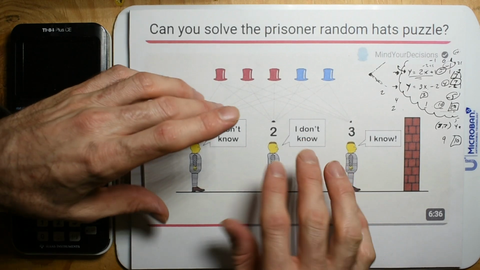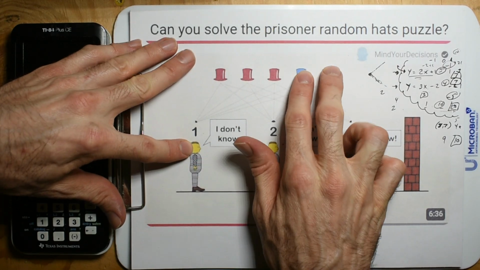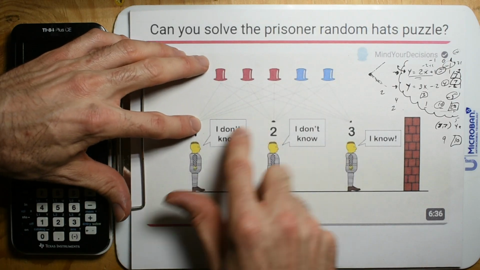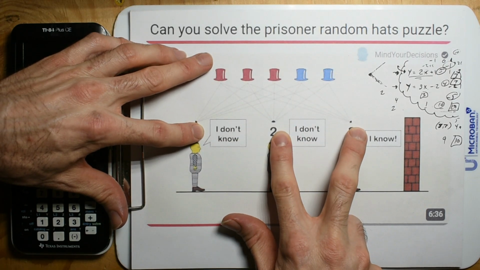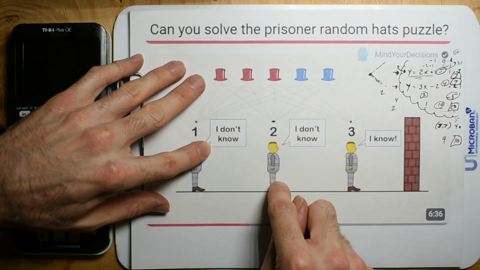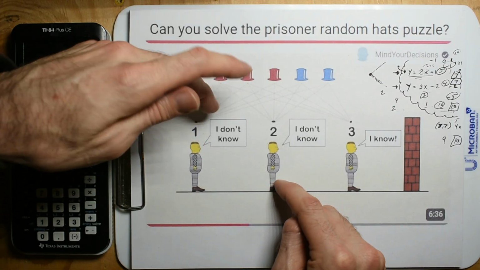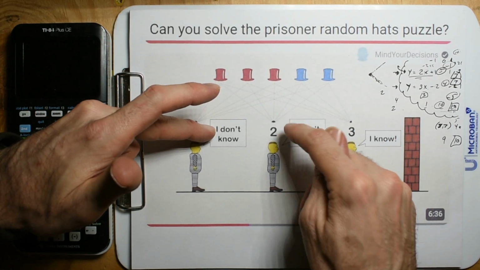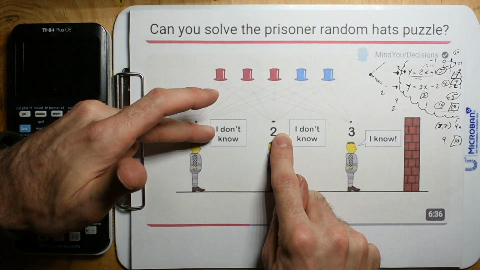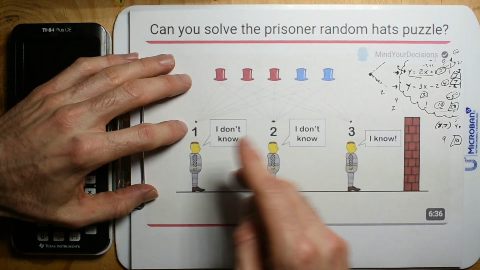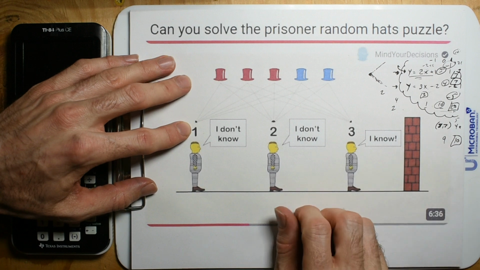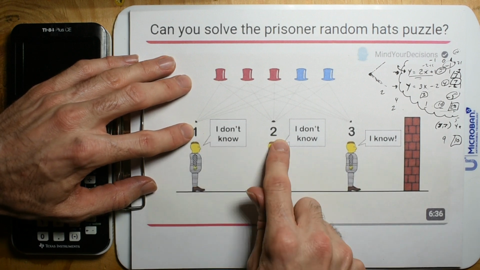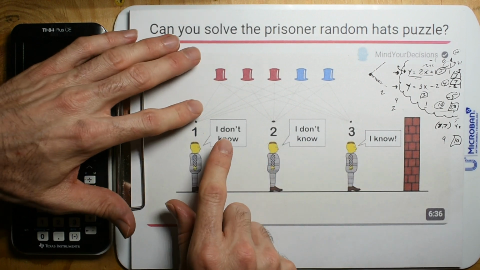The only way either of these two people says I know is if, well, this guy can say I know if both blue hats are out in front of him. This guy can say I know if he hears an I don't know and sees a blue hat on prisoner 3. Then he knows his hat's red. And again, if prisoner 1 says I know, well, everyone knows. You know what I mean?